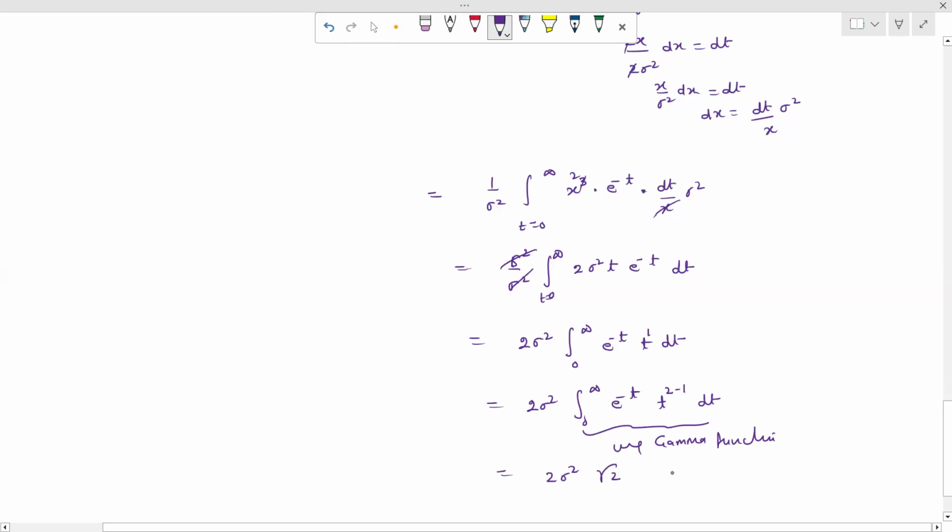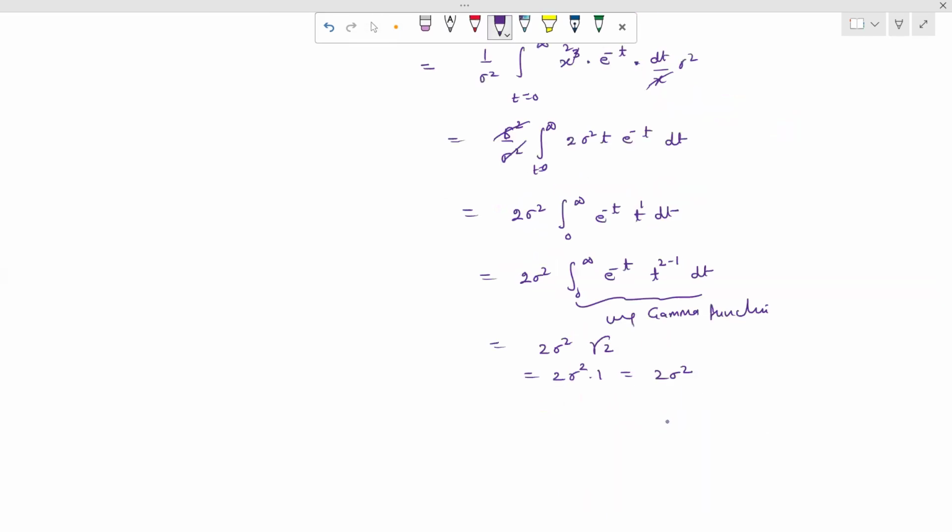What is the value of gamma 2? Gamma 2 value is 1. So this is equal to 2 sigma square. So the expectation of x square is 2 sigma square. This is the value of expectation of x square. Now we are going to calculate the variance. Variance is equal to sigma square, which equals expectation of x square minus expectation of x, to the whole square.